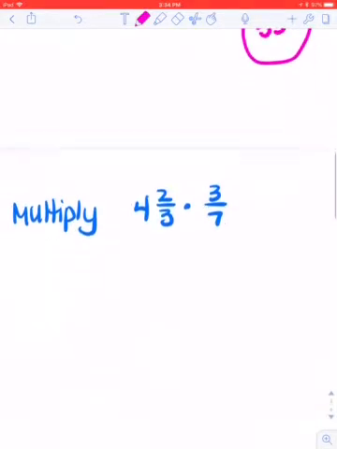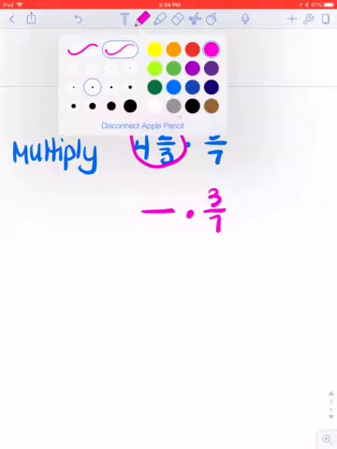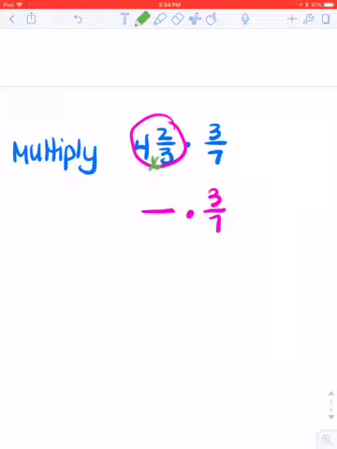Okay, one more multiply. Now, on this problem, they are not already in proper form. So I'm going to have to change this into an improper fraction because I want just a fraction there. I'm going to start out just like I did before. I'm going to put my multiplication sign here and my add here. So on this, 4 times 3 is 12, plus 2 is 14. So it's 14 over 3.